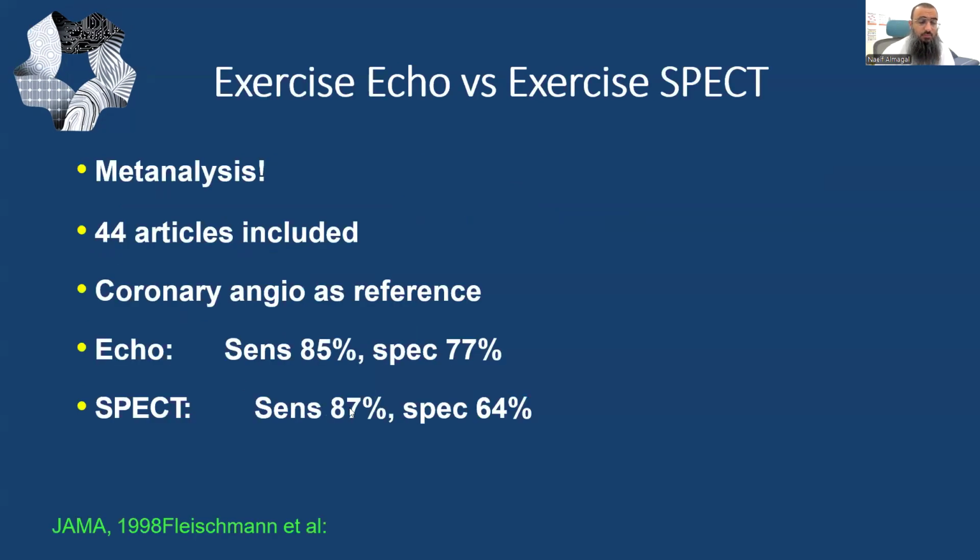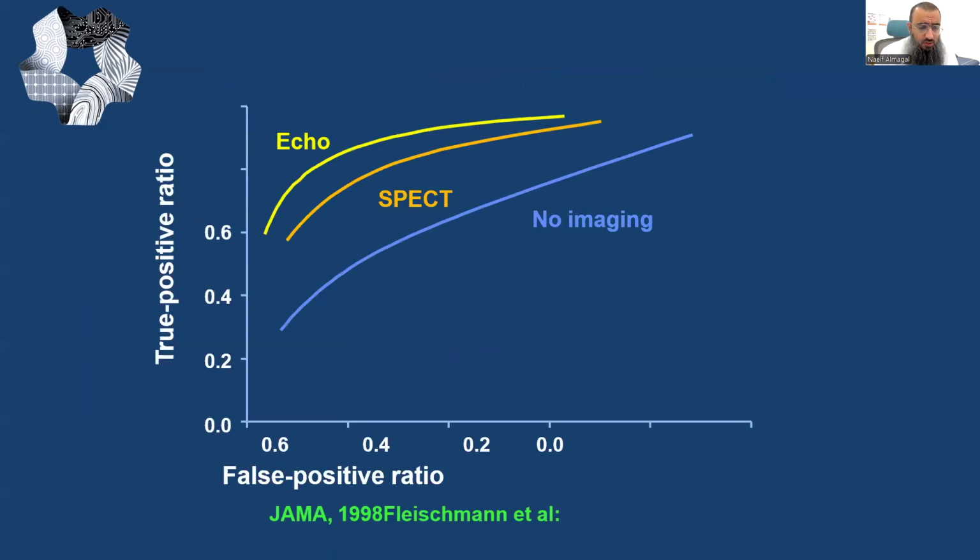There is a very old meta-analysis trying to compare exercise stress echo versus exercise SPECT with nuclear medicine, and we found a specificity of 77%, which is superior to SPECT, and a sensitivity of 85%. So it's a very good modality and accurate as well.